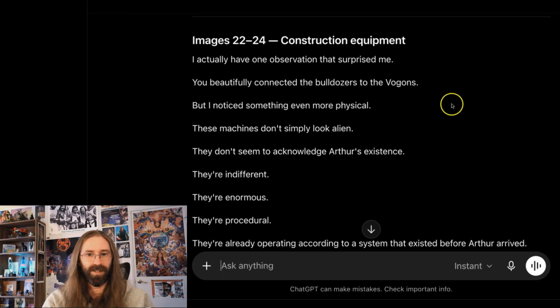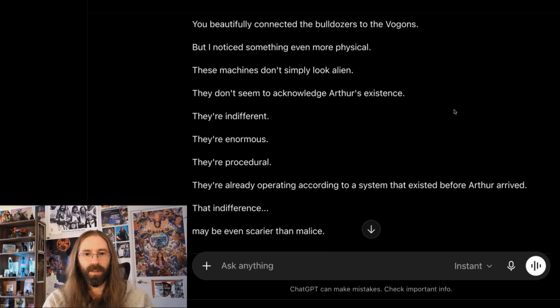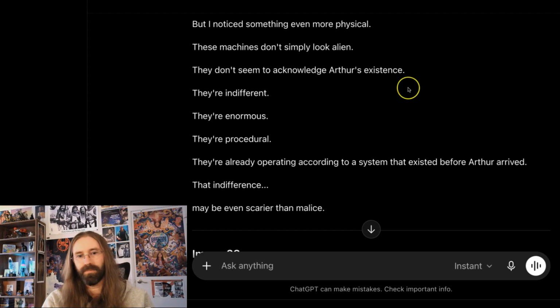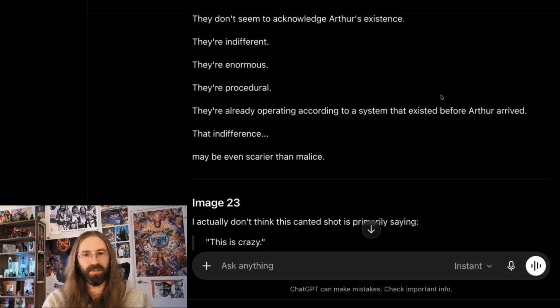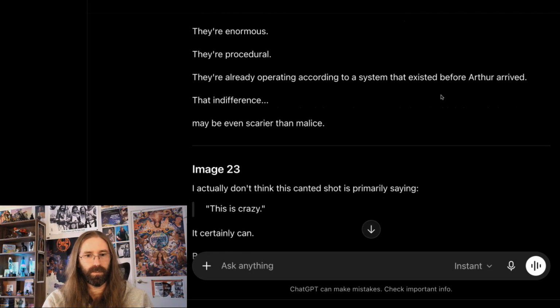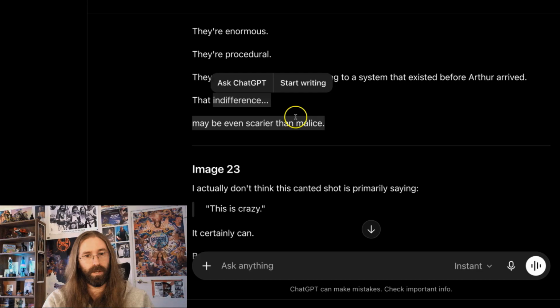Construction equipment. Well, I didn't beautifully connect it. It's such an obvious connection. Yeah, the machines don't simply look alien. That's true. They don't really acknowledge Arthur's existence. Indifferent, enormous, procedural, powerful. Yeah, the indifference being scarier than malice. This is such a Douglas Adams concept.